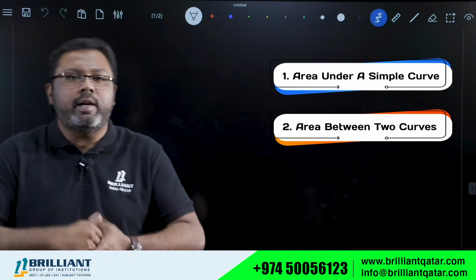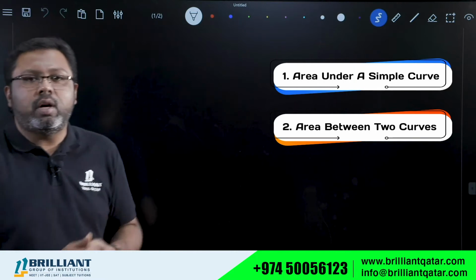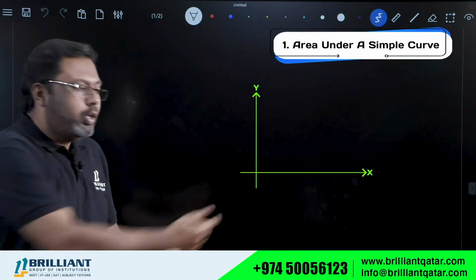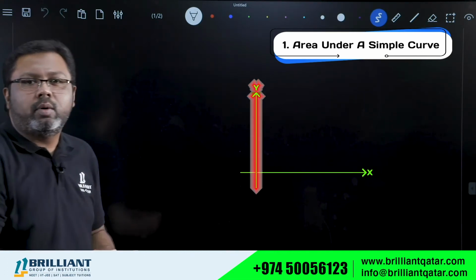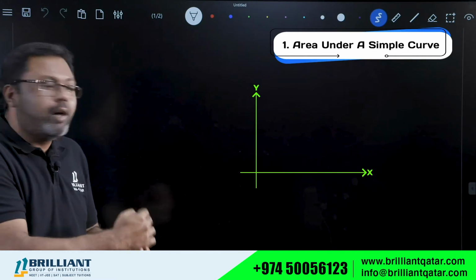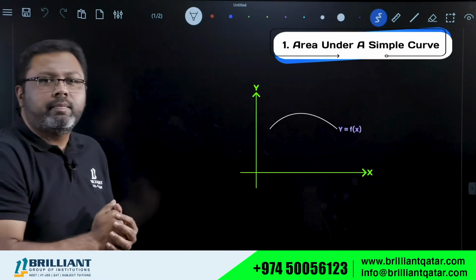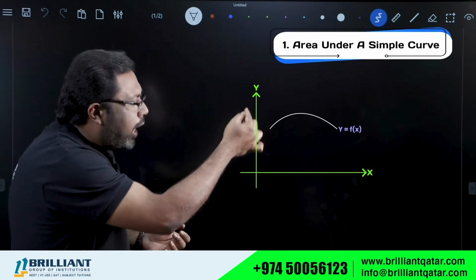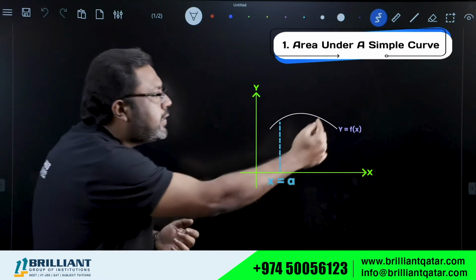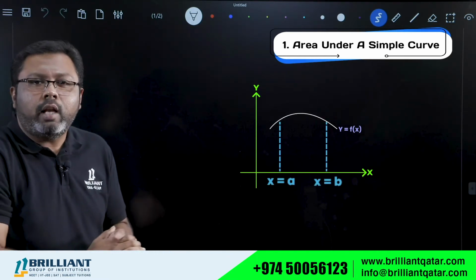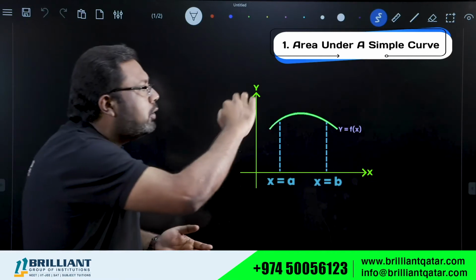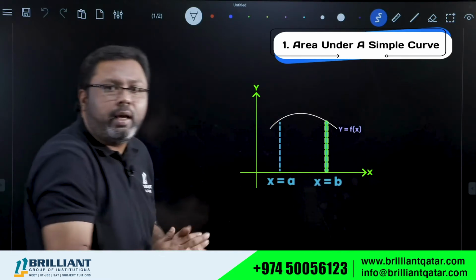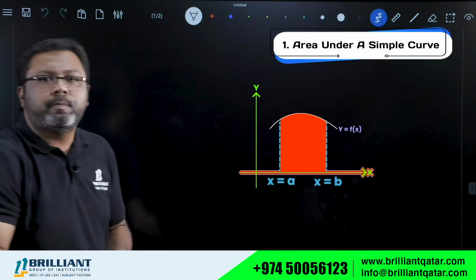First of all, let's try to understand what is happening over here. Let's directly go to the concept. You can see over here, I have made an x-axis and a y-axis. In this, I'm going to represent the curve y is equal to f of x. You can see that I can bound an area between x is equal to a and x is equal to b. And I'm going to find the area under this curve between x is equal to a and x is equal to b up to the x-axis.